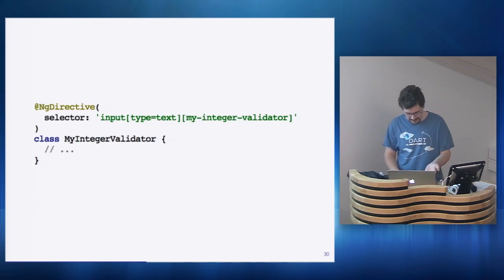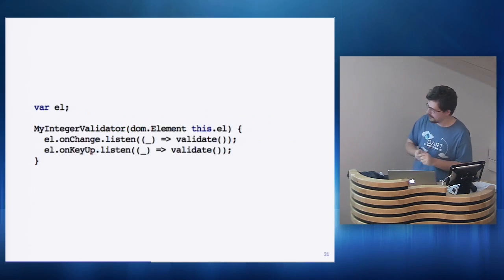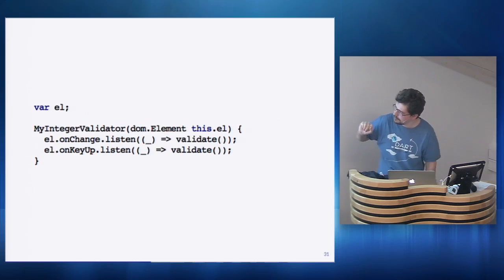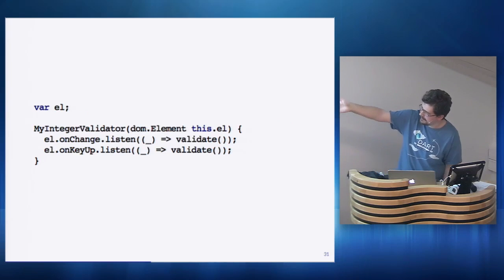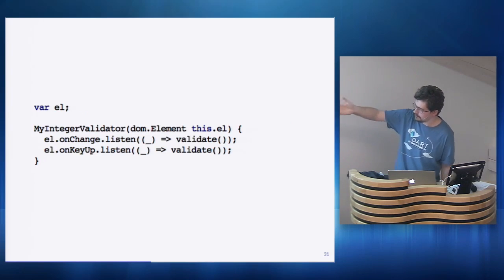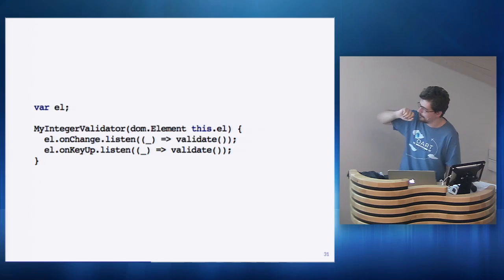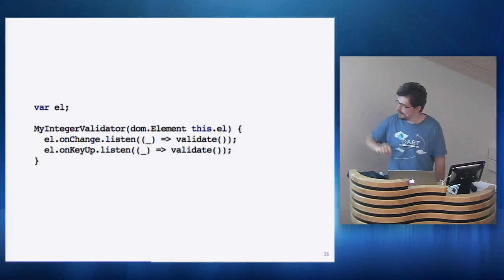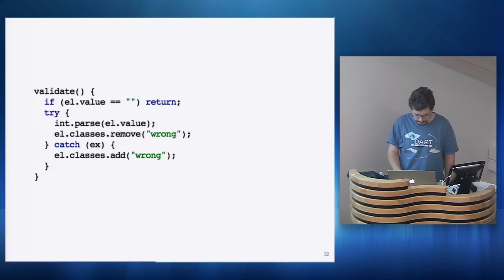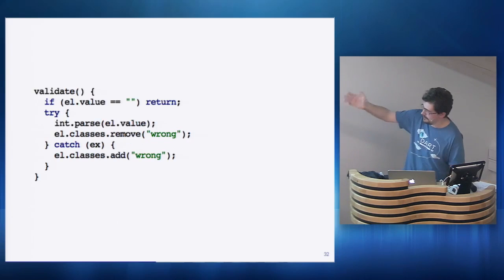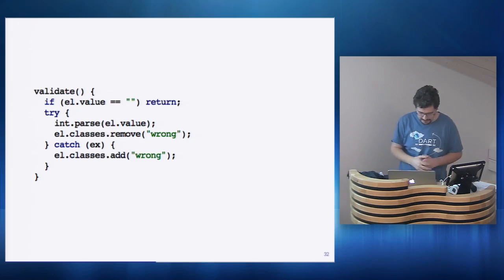What I do with this validator is in the constructor, I get the element which I'm going to decorate. Then I attach listeners to the onChange event and onKeyUp event. That's how in Dart you attach listeners to the DOM. And then I call validate. And the validate is again very simple Dart code. If it's an empty value, then okay, it's obviously valid maybe.